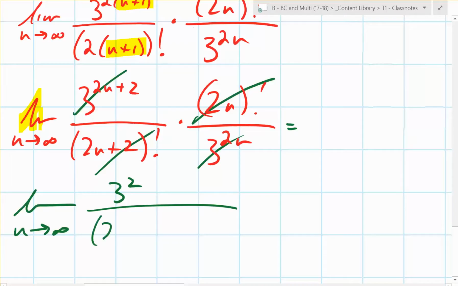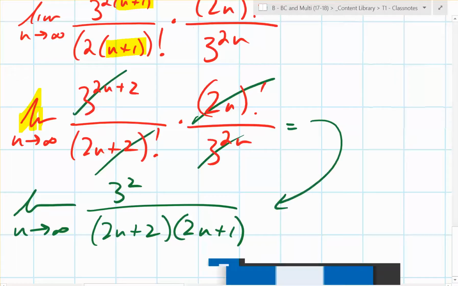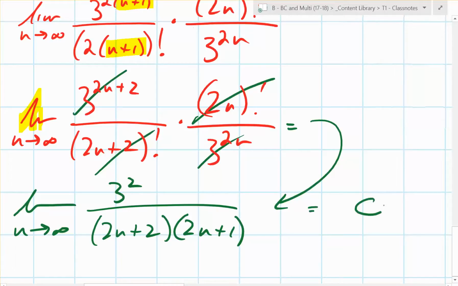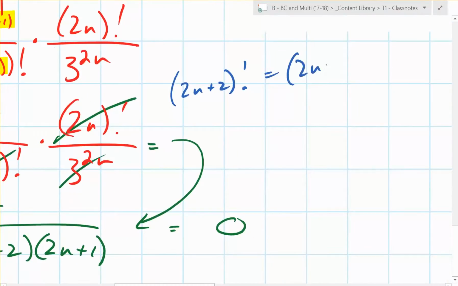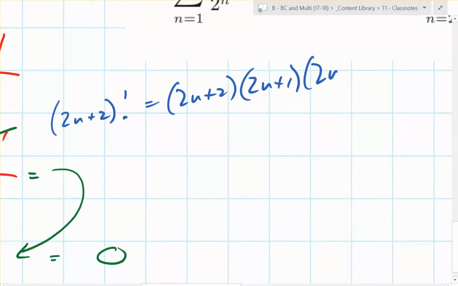You end up with what? 2n plus 2 times 2n plus 1. Yes. This is the key step. Take a look at it. It goes to 0. If you want to see more clearly why this is the case, (2n plus 2) factorial is equal to (2n plus 2) times (2n plus 1) times 2n factorial. That keeps on going, right? So that's why that cancels out.